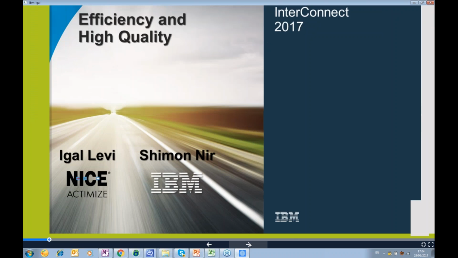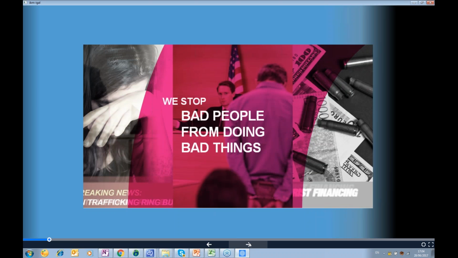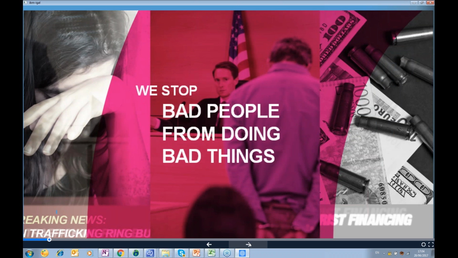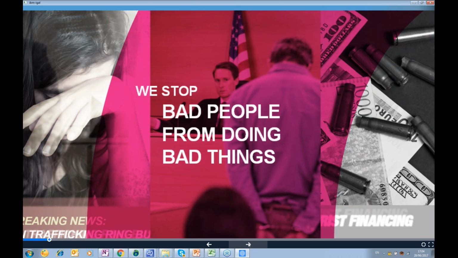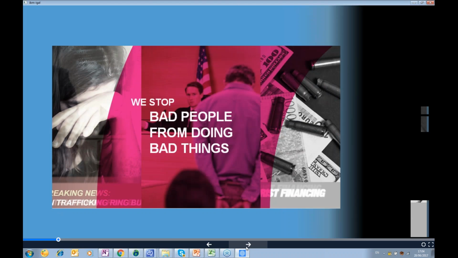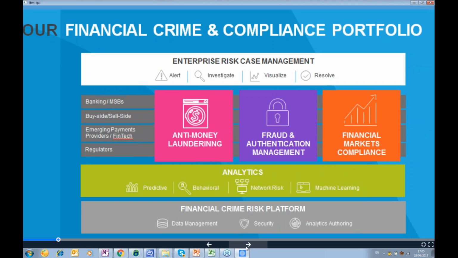So let me explain a little bit about NICE Actimize. In one sentence, we actually stop bad people from doing bad things. We are in the financial markets, and with our application, we are monitoring any activity in the financial market, aiming at avoiding any fraud or anti-money laundering.